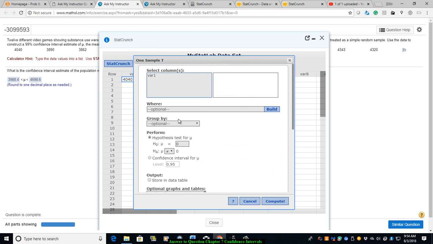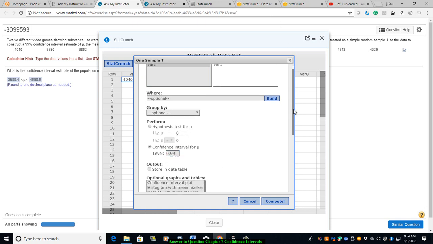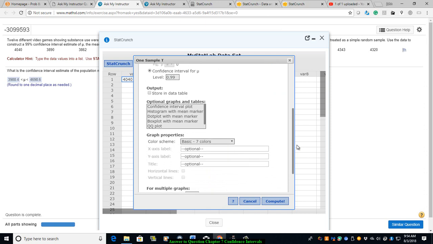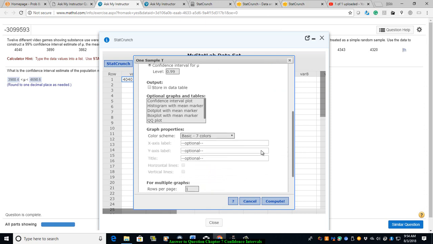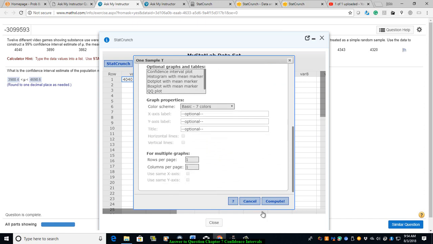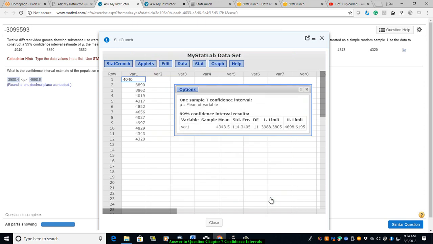Now that we have that, we have to find our variable, and it's the first one. We don't need to build any of this, but we do want a confidence level, and it's going to be 99%. Now let's see what other options there are. These are just the options that they give you, so you're not really going to need them, but let's go ahead and compute it.